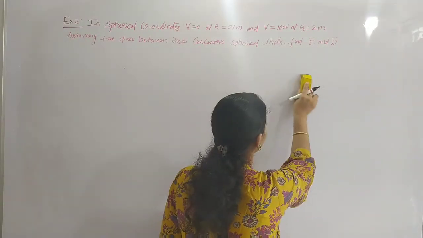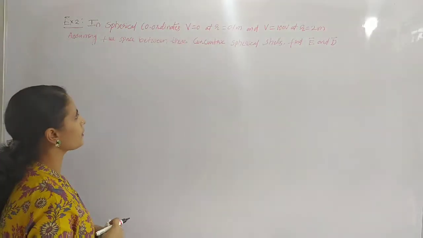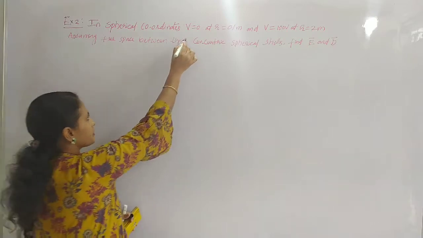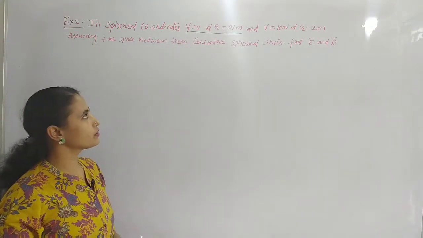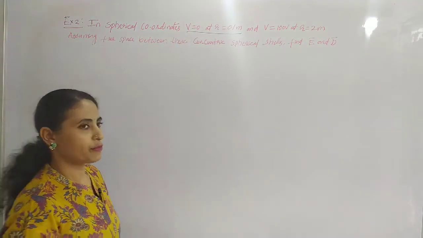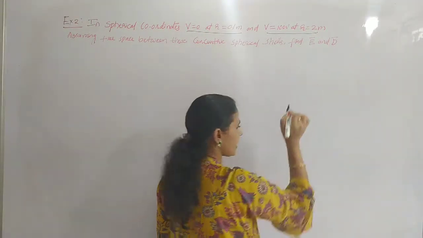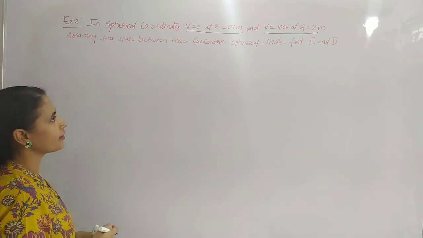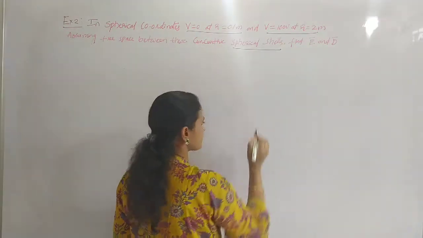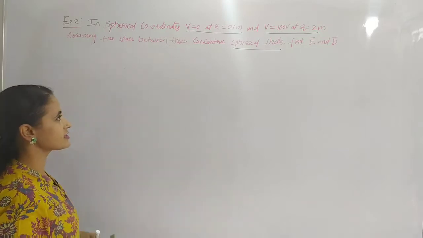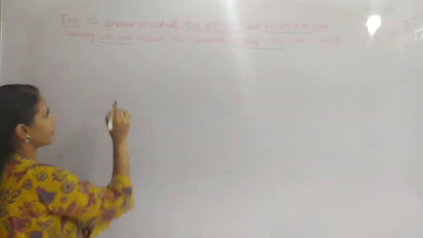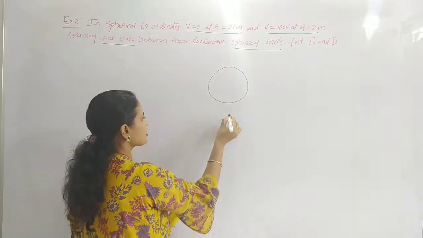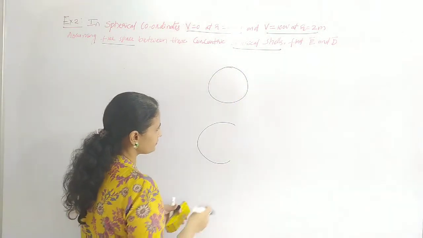Now here is one example on Laplace or Poisson's equations. Let us see. In a spherical coordinate system, the potential V is 0 at r equal to 0.1 meters and the potential is 100 volts at r equal to 2 meters. The r is the radius of what? Of spherical shells. There are two concentric spherical shells in free space. Here is one shell and here is one more shell.